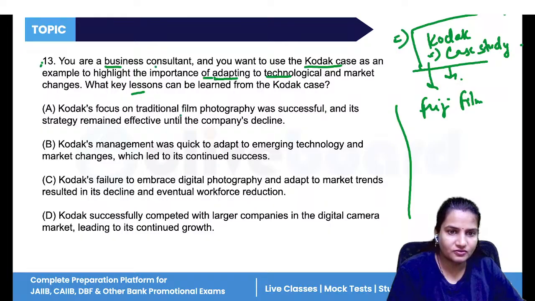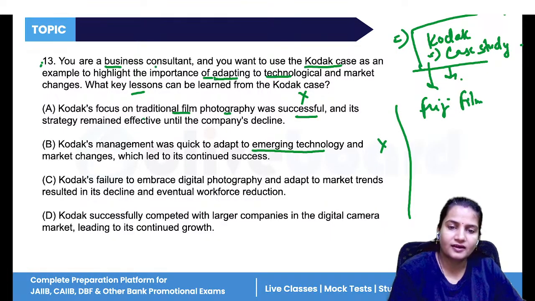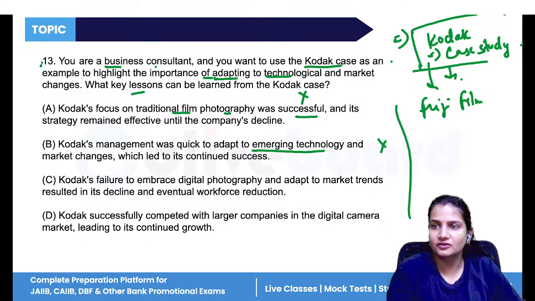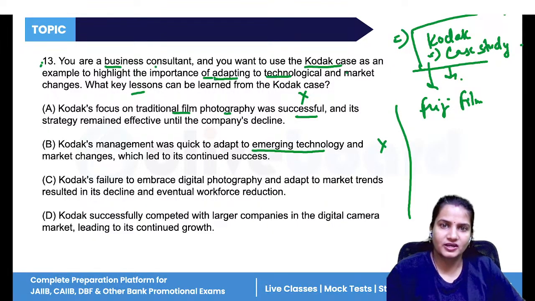So, Kodak's focus on traditional film photography was successful. Is it successful? No, this was not successful. Kodak management was quick to adapt to emerging technology. No, this is entirely wrong. If Kodak had adopted the technology, then Kodak would have been something else right now. But the Kodak company did not adopt any new technology at that time.